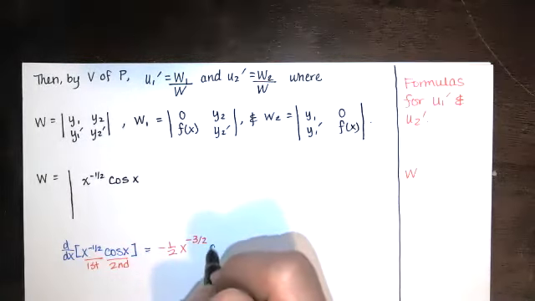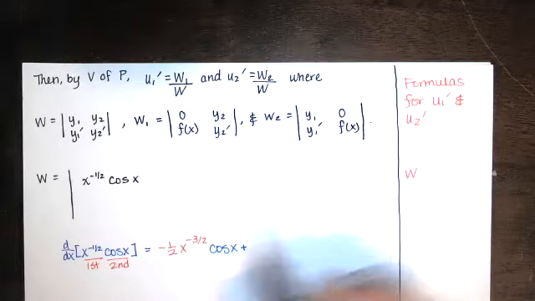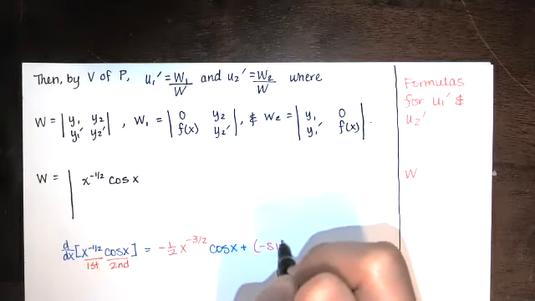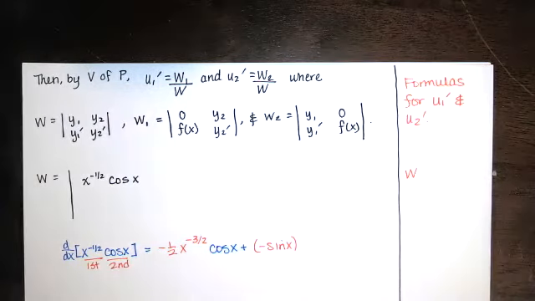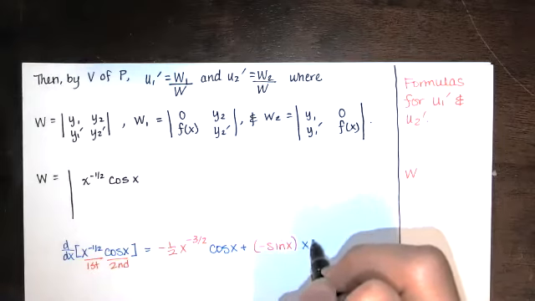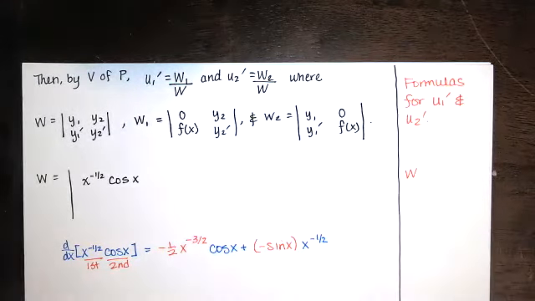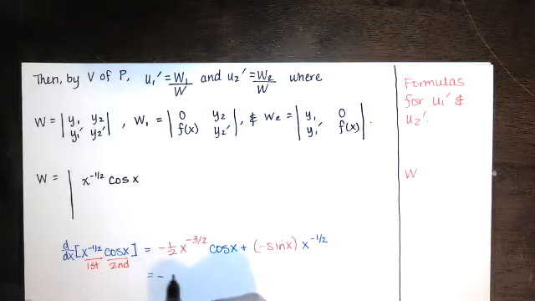It's derivative of the first times the second, plus the derivative of the second. Derivative of cosine of x is negative sine of x. And we're multiplying by the first function, undifferentiated, which is x to the negative 1/2. And you can factor out a negative 1 if you want to, or you can factor out a negative 1/2 x if you want to, or x to the negative 1/2 if you want to, sorry.